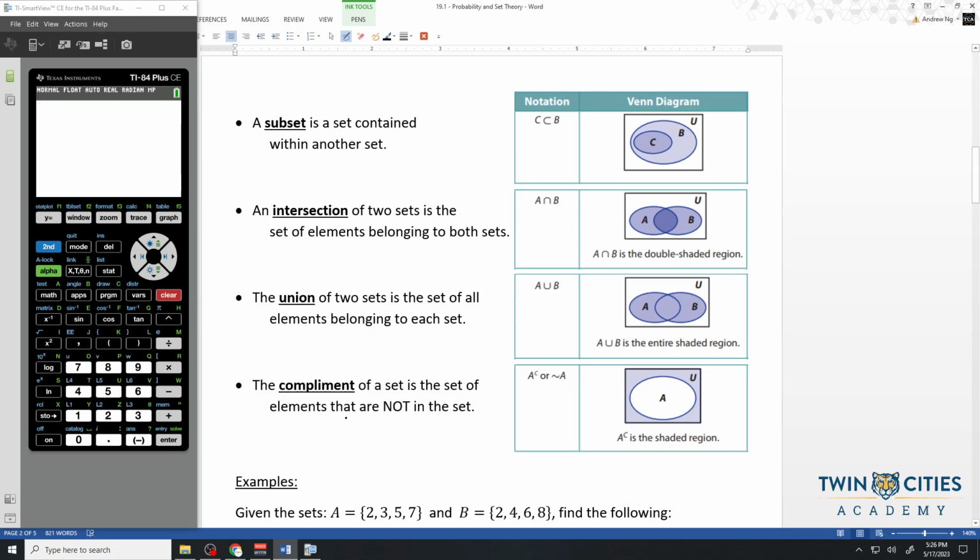Lastly, the complement is what is not part of the set. So if I'm saying A complement, I'm saying what is not part of A.